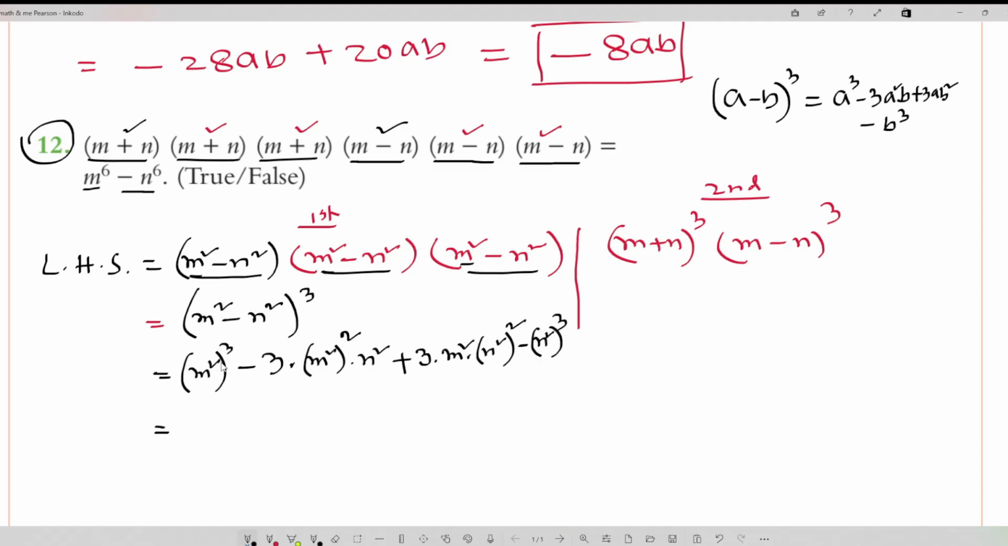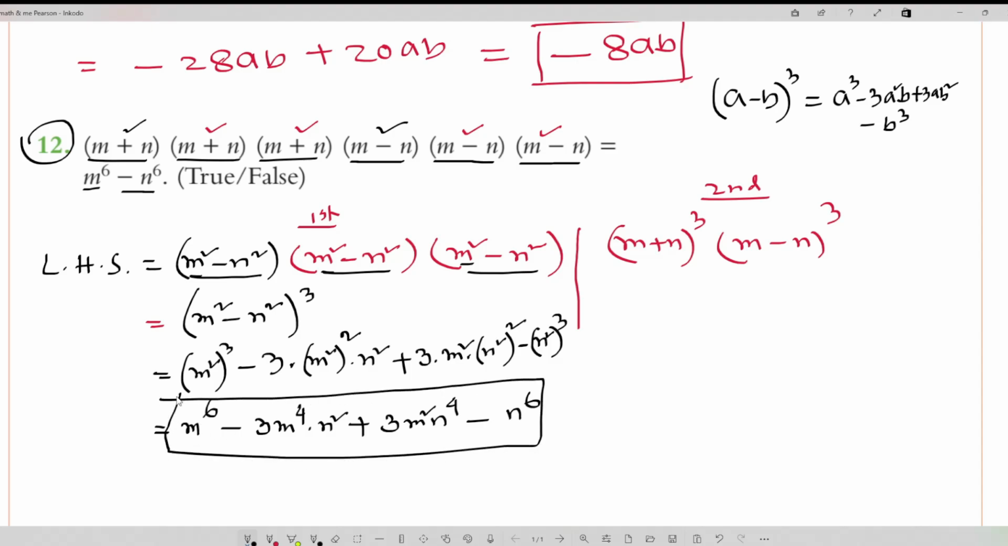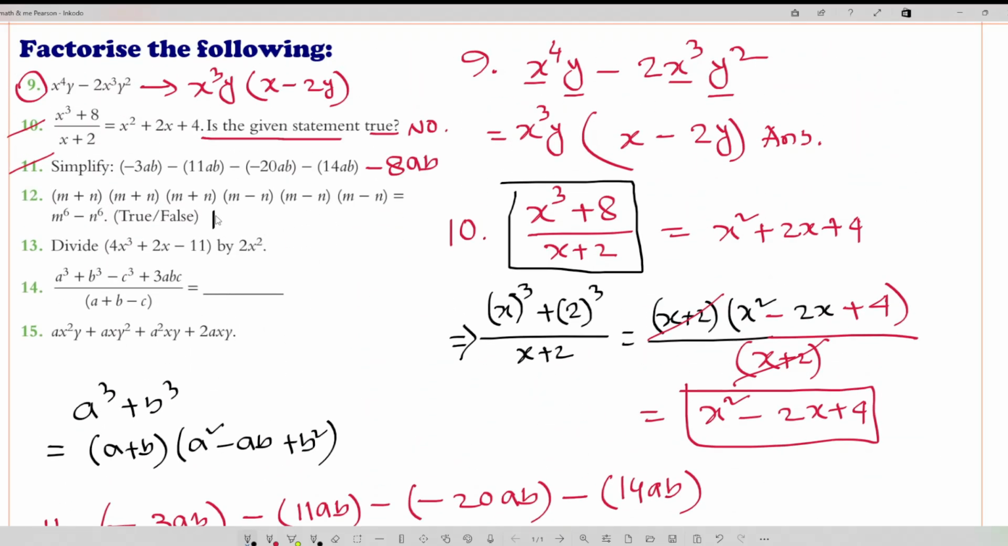So this one we can write m to the power 6 minus 3 m to the power 4 times n square plus 3 m square n to the power 4 minus n to the power 6. So we get this one. It means the statement is false. Okay, it's a false statement.